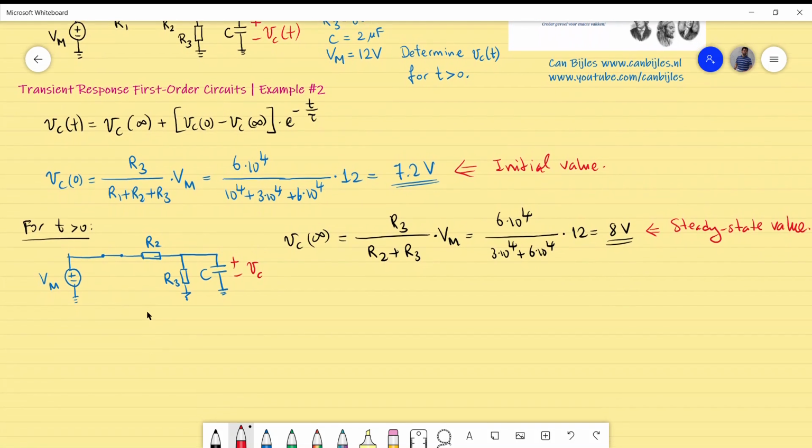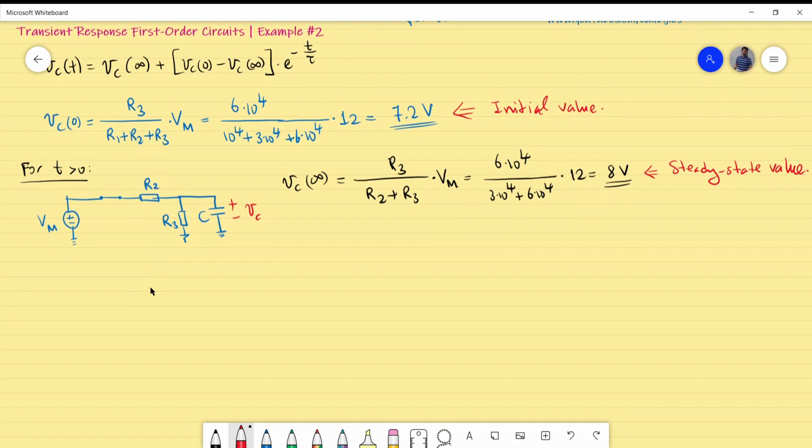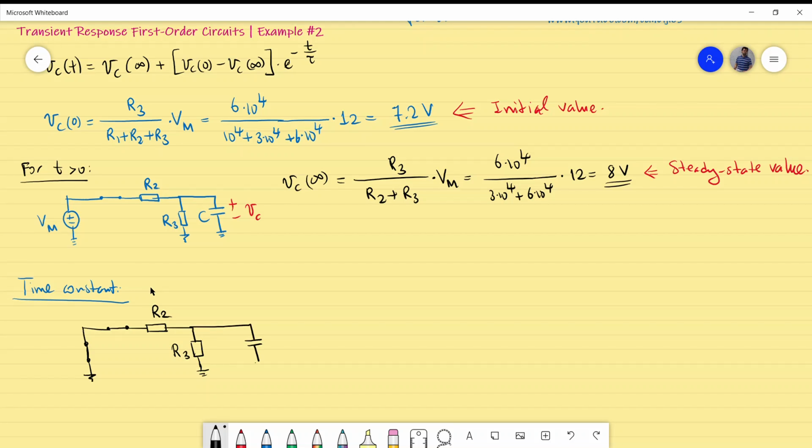So I will make a new circuit drawing for calculating the time constant. So, to determine the time constant, I will make a new drawing. This is the Vm, that is short circuited. R1 was already short circuited. I will just make it again very clear. R2 is still in place and R3 is also in place, and we have of course the capacitor C.